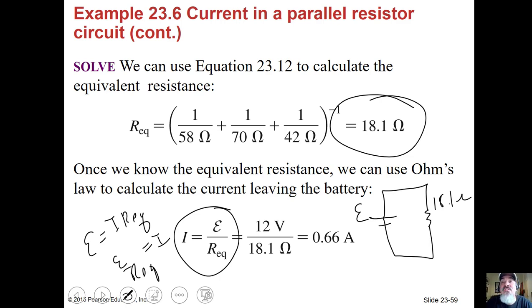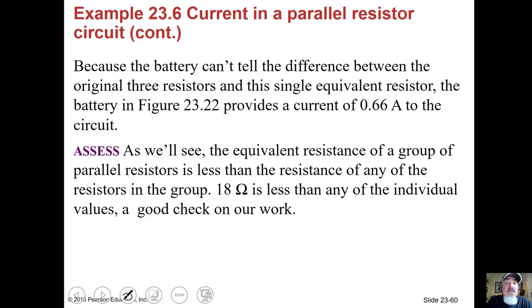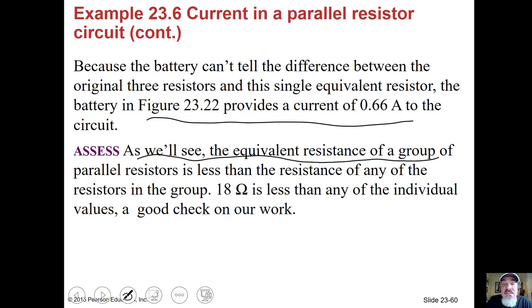You're drawing too much current. Okay. Because the battery can't tell the difference between the original three resistors and a single equivalent resistance, the battery is providing 0.66 amps to the circuit. Okay, so whenever you have a parallel circuit, the equivalent resistance of any group is always less than any single one, as you just saw, right?